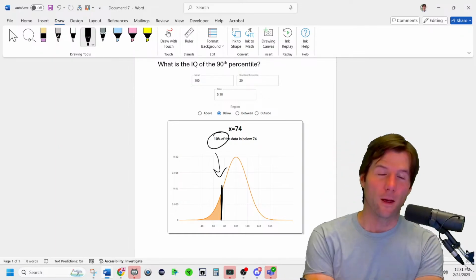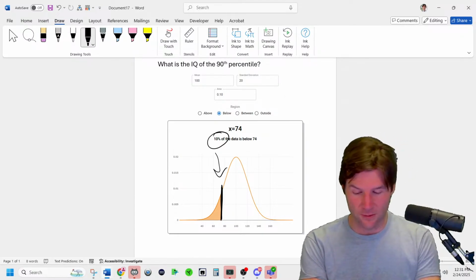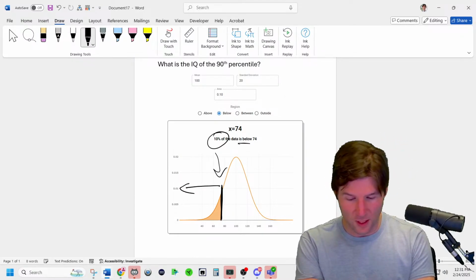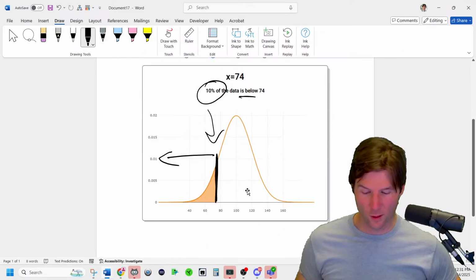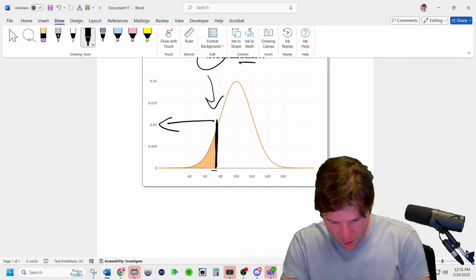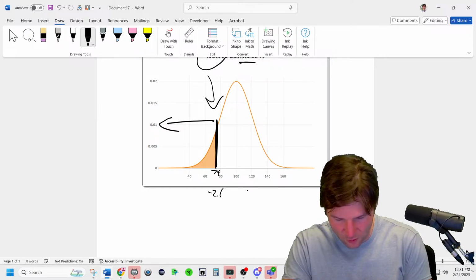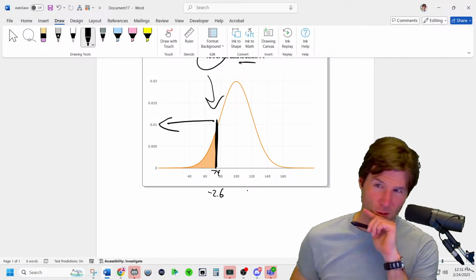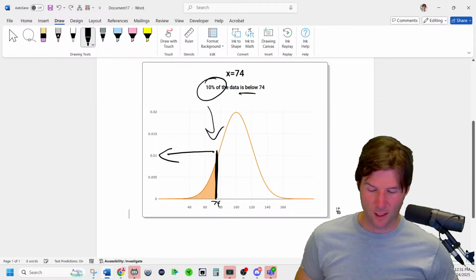Right there, you see the IQ of the 10th percentile, because 10% of the area is below this data point. And the IQ of the 10th percentile is 74. So when you think the IQ here is 74, then that actually has a z-score of negative 2.6 if we z-score it. No, it's not negative 2.6. What am I doing? 1.3, right? I think it's negative 1.3.